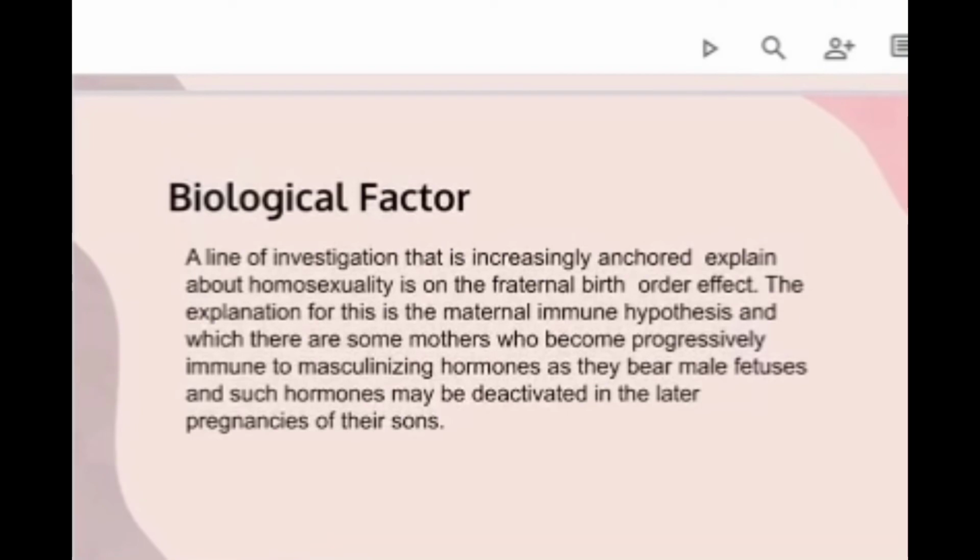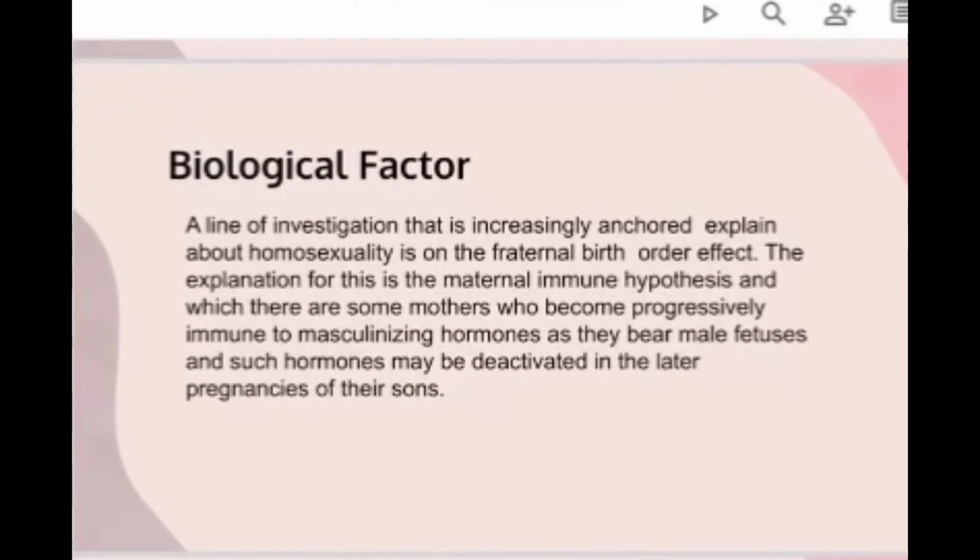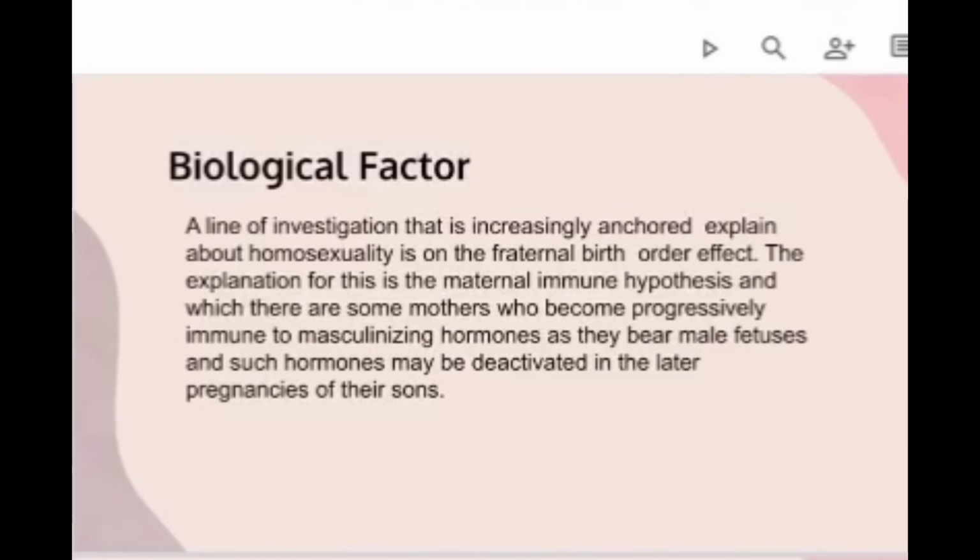So now let's proceed to the biological factor when it comes to sexual orientation. So this is a line of investigation that is increasingly anchored, explained about homosexuality on the fraternal birth order effect. So sometimes homosexuality began because of the fraternal birth order effect of a certain mother. The explanation for this is the maternal immune hypothesis, in which some mothers become progressively immune to masculinizing hormones as they bear male fetuses, and such hormones may be deactivated in the later pregnancies of their sons. According to this hypothesis, antibodies produced by a mother pass through the placental barrier to the fetus and affect aspects of sexual differentiation in the fetal brain.